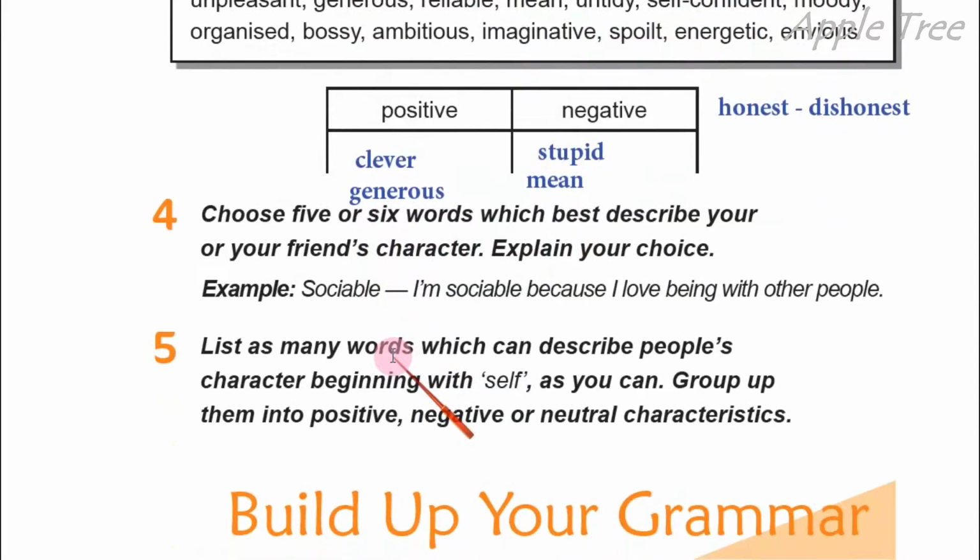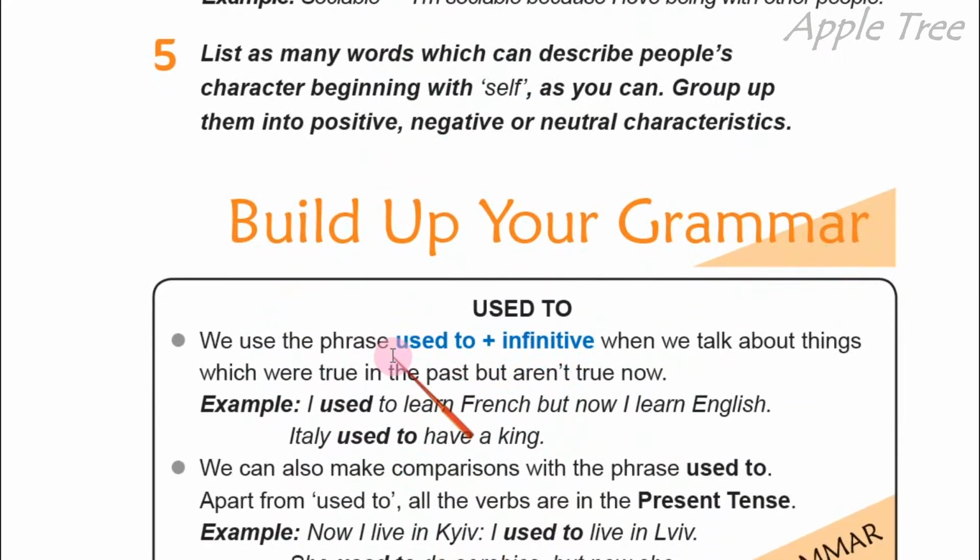Okay, so let's start with our grammar. What is used to? We use the phrase used to plus infinitive when we talk about things which were true in the past but aren't true now.